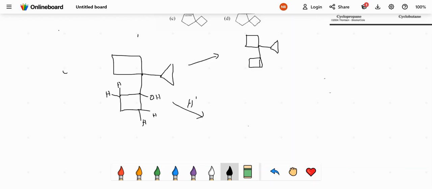First the carbocation will be formed after the removal of OH minus. So this OH minus will be removed first. So I am going to remove that OH minus. So how will it form? That is the carbocation.